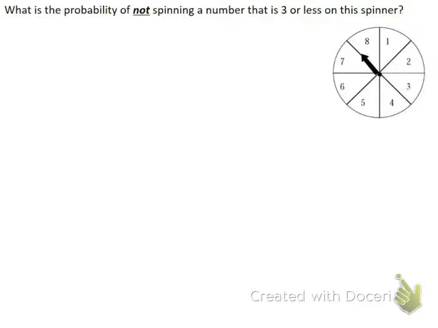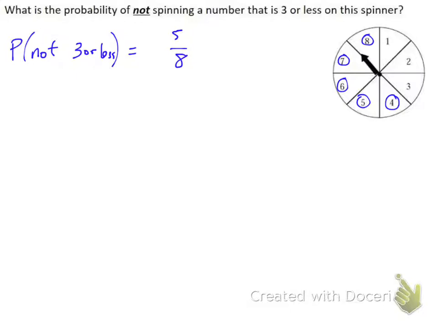And then with this last one here, probability of not spinning a number that's 3 or less. So again, probability of not 3 or less. Again, I still have 8 total possibilities here. If it's not 3 or less, that means it's 4 or more. And so I've got 5 possibilities there with 4, 5, 6, 7, and 8. When I divide those, 5 divided by 8 gives me 0.625, which is 62.5%.